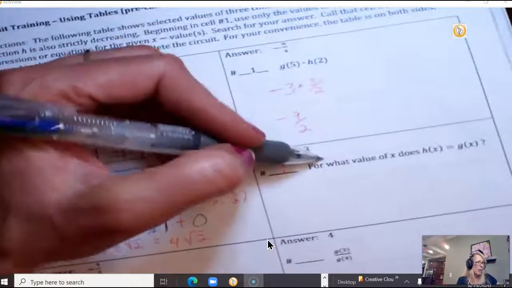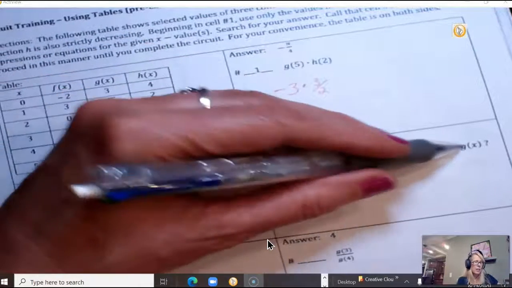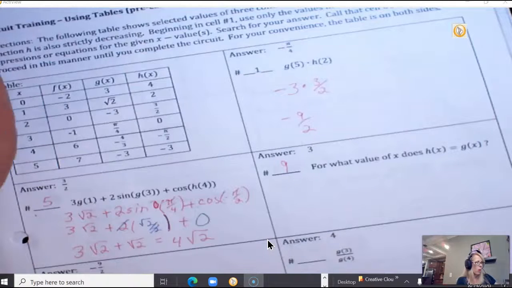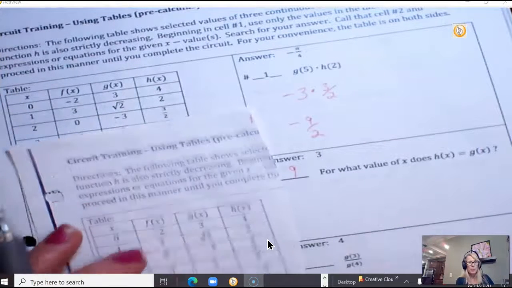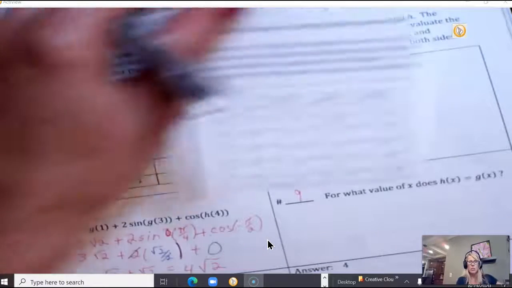It says, for what values of x does h of x equal g of x? Oh, a little more complex here. So I got to look at my table. Let's see, let me put it in a place you can see real good.